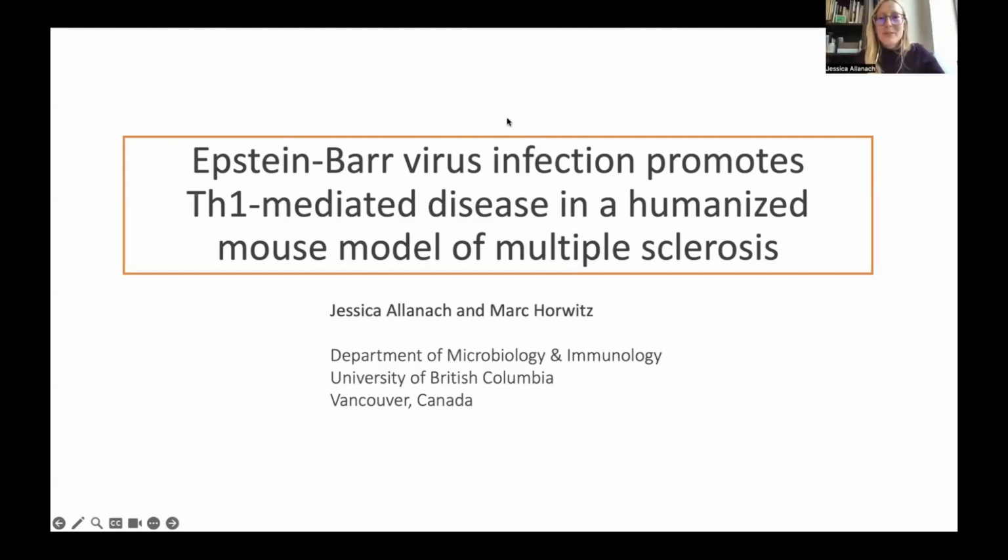So I'm going to talk to you guys about what I have on the slide here, which is the finding ultimately for our humanized mouse model that Epstein-Barr virus infection promotes a Th1 mediated disease in a humanized EAE model.